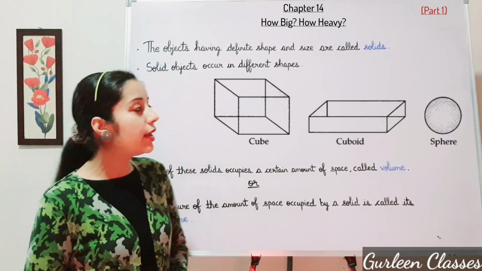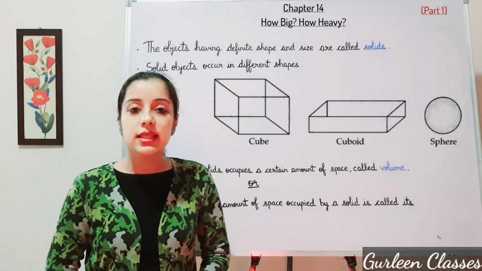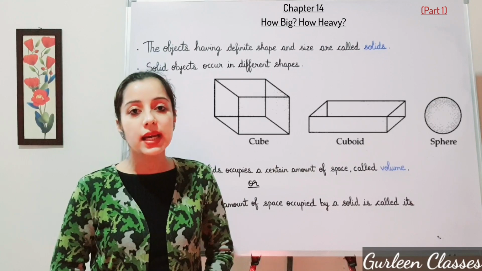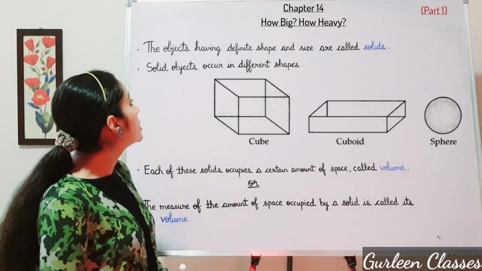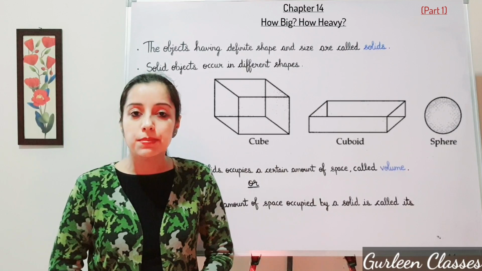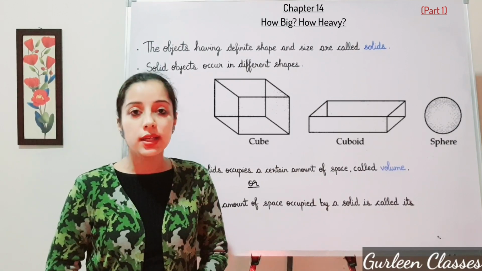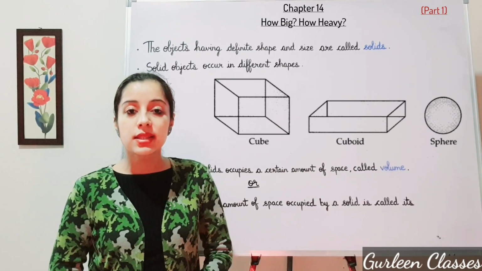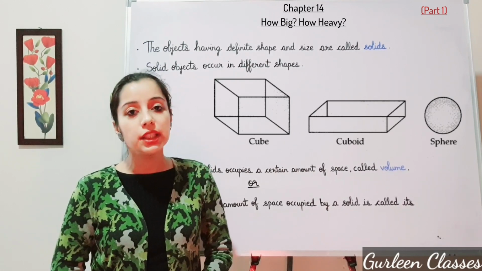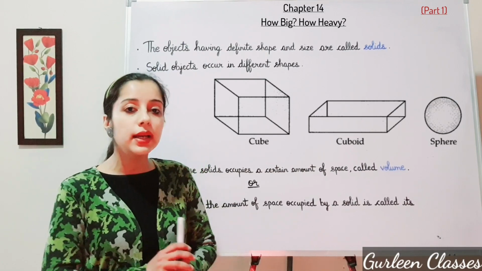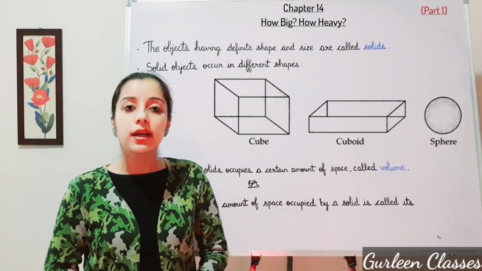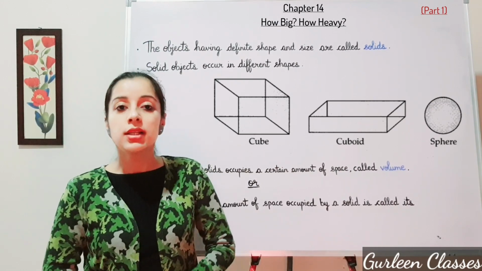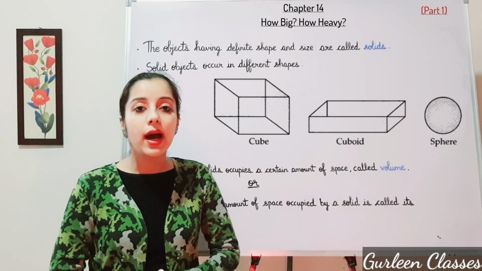The objects having definite shape and size are called solids. Solid objects occur in different shapes. You all are familiar with solids. I hope students you all remember chapter number 2, shapes and angles, where we discussed 2D and 3D shapes. If you missed that part, you can click the I button. So solid shapes are cube, cuboid, cone, cylinder and sphere. Here we will be studying about cube and cuboid.